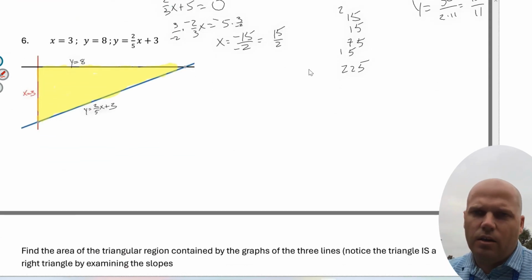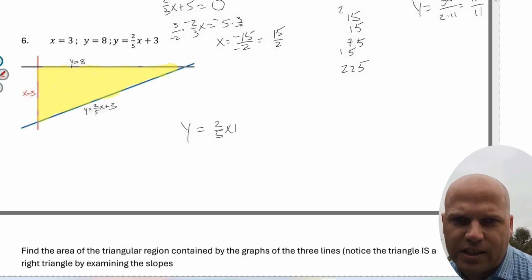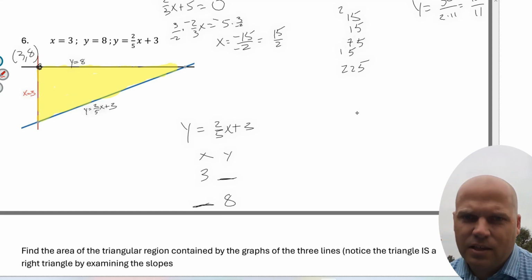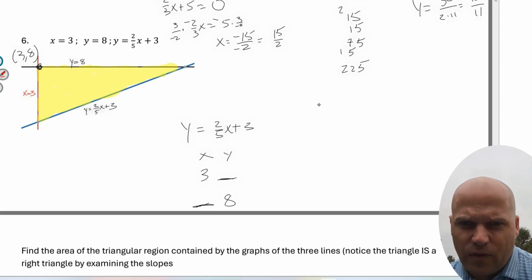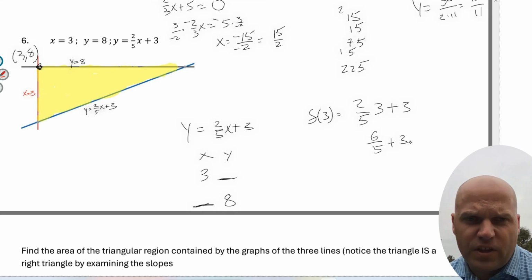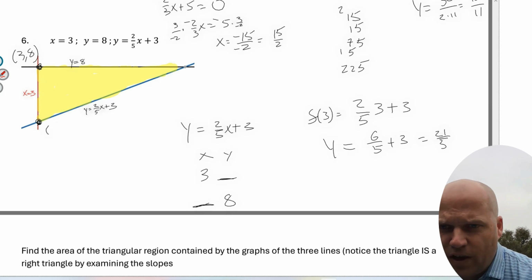Cool. This one is like the easier one. We just have to focus on y equals 2/5 x plus 3. We can just figure out when x is 3, what is y? When y is 8, what is x? We have this point is 3, 8, and let's do some work. If x equals 3, I'm finding like f of 3. I get 2/5 times 3 plus 3. So I get 6/5 plus 3. It's 15/5 plus 6/5, which is 21/5. When x is 3, y is 21/5.